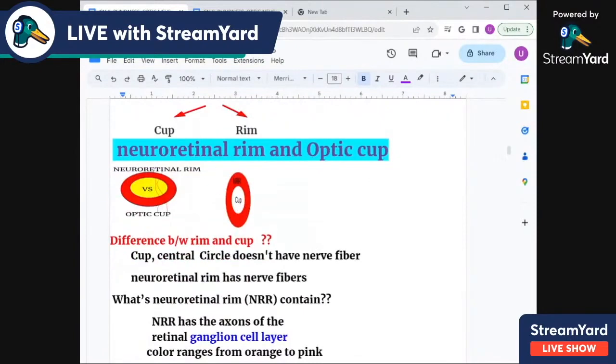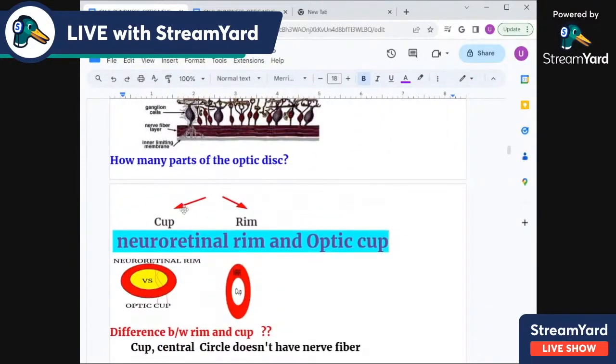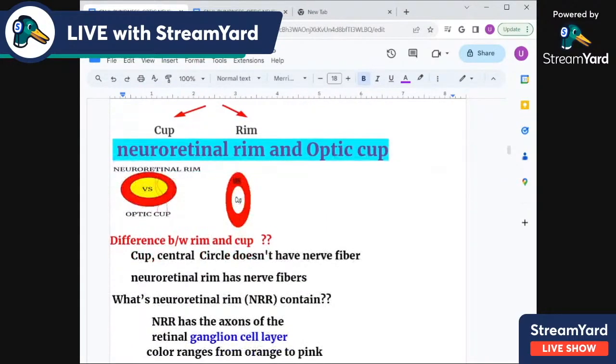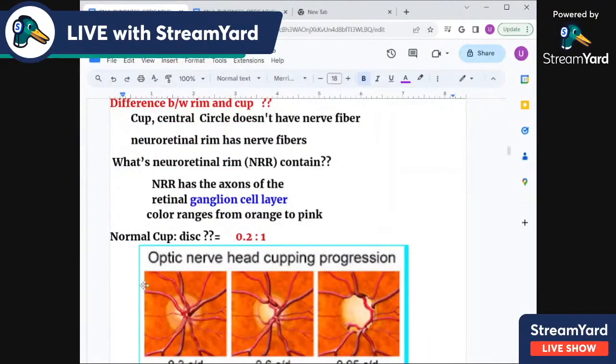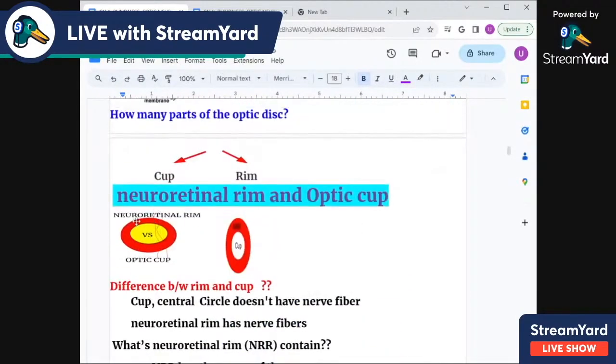Now, the optic disc has two parts, the optic cup and the neuroretinal rim. The smaller circle in the middle, the yellow one, is the optic cup. It doesn't have photoreceptors. It's the blind spot. Whereas surrounding that is a bigger circle, the neuroretinal rim. The features of the neuroretinal rim are that it is widest inferiorly, then superiorly, then nasally, and the rim is thinnest temporally.